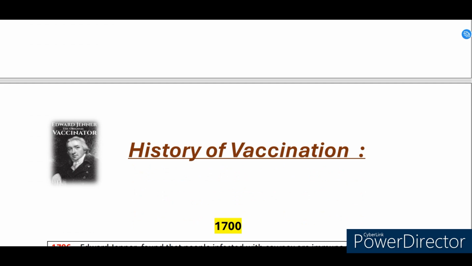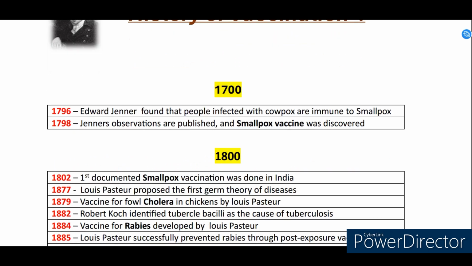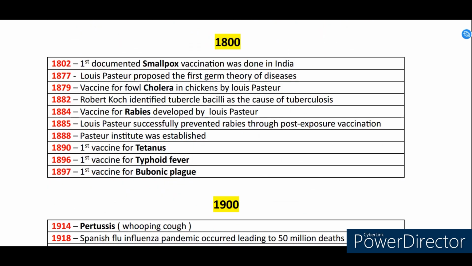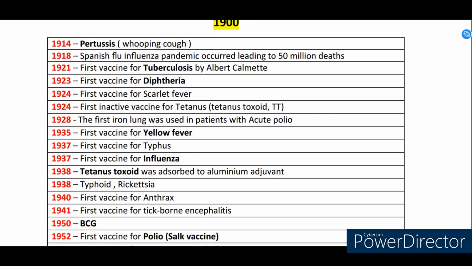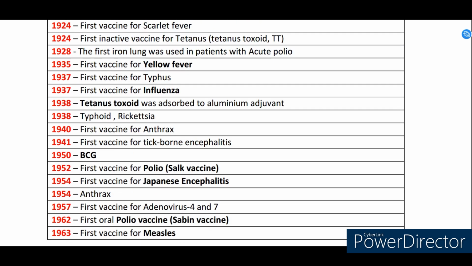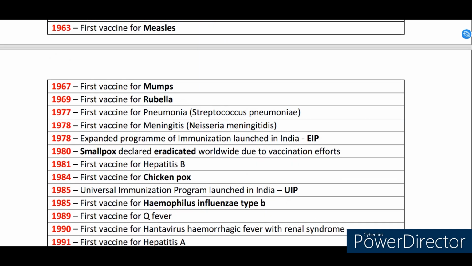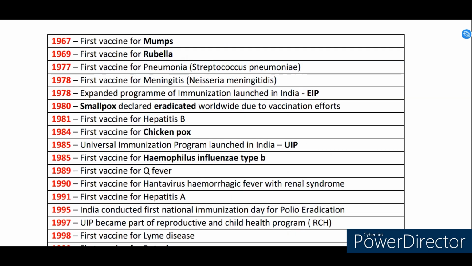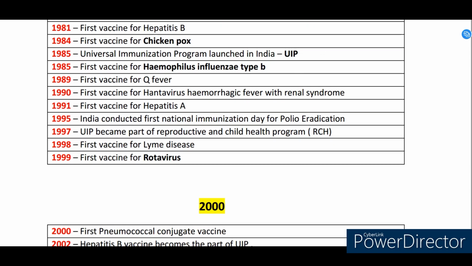And now coming to the history of vaccination, in the 1700s, the smallpox vaccine was discovered, and the important discoveries in the 1800s are cholera vaccine, rabies, tetanus, typhoid fever, and bubonic plague. And the important discoveries in the 1900s are pertussis, TB, diphtheria, yellow fever, influenza, BCG, polio Salk type, Japanese encephalitis, and the polio Sabin type in 1962, followed by measles, mumps and rubella, and the Expanded Program on Immunization was launched in India in 1978, followed by the Universal Immunization Program that was launched in 1985. And in 1999, the first vaccine for rotavirus was discovered.